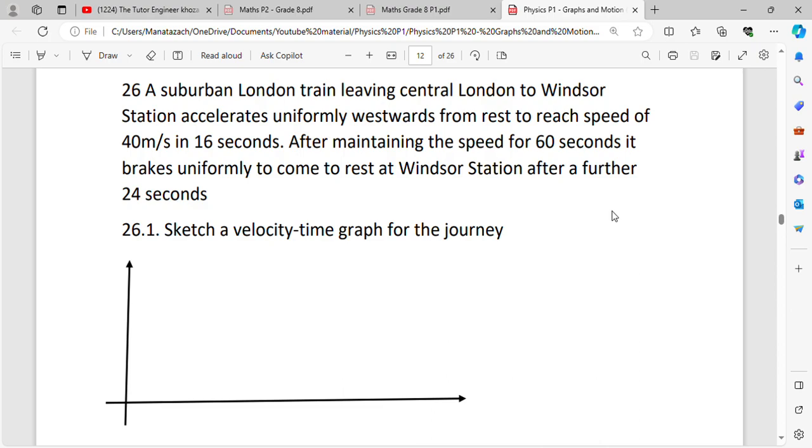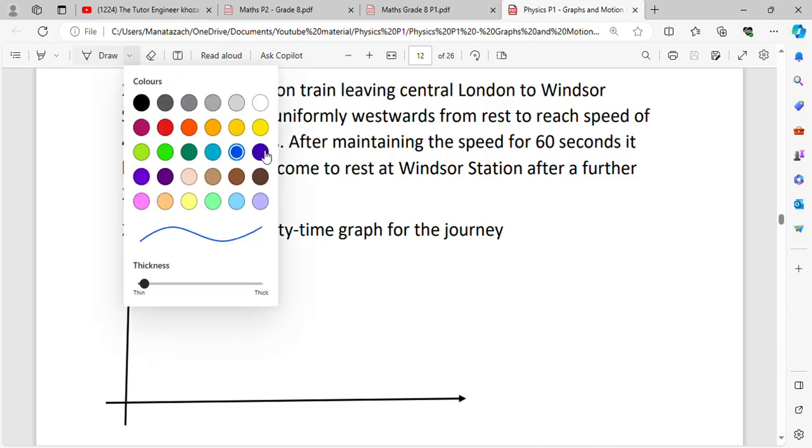A suburban London train leaves central London to Windsor station, accelerates uniformly westwards from rest to reach the speed of 40 meters per second in 16 seconds. After maintaining the speed for 60 seconds, it brakes uniformly to come to rest at Windsor Station after a further 24 seconds. 26.1 Sketch the velocity time graph for the journey. Okay, so let's do so.